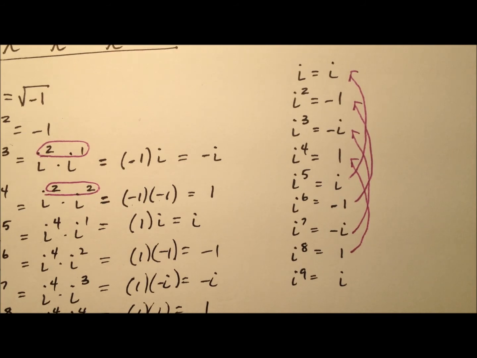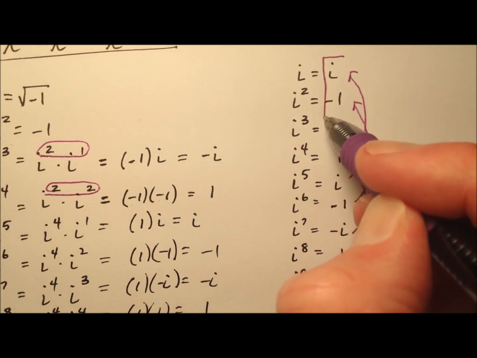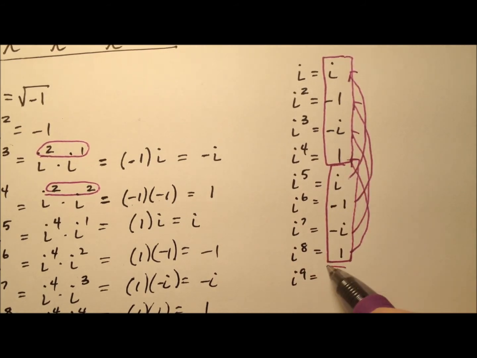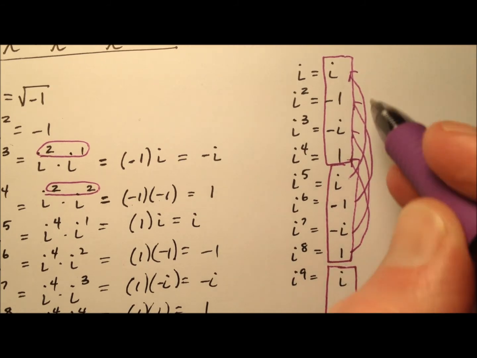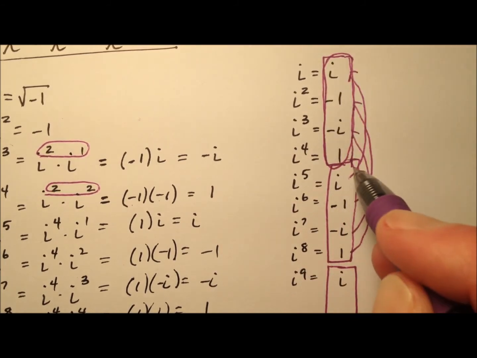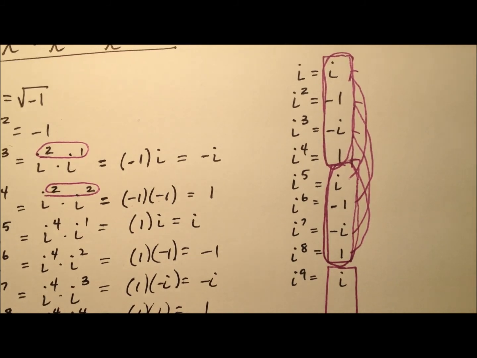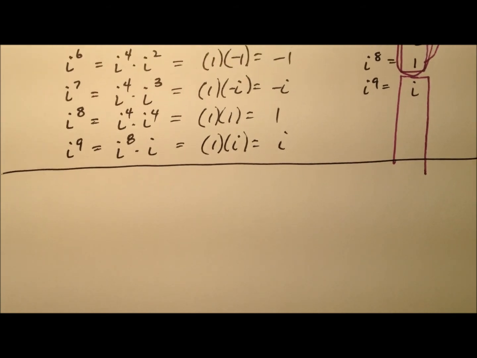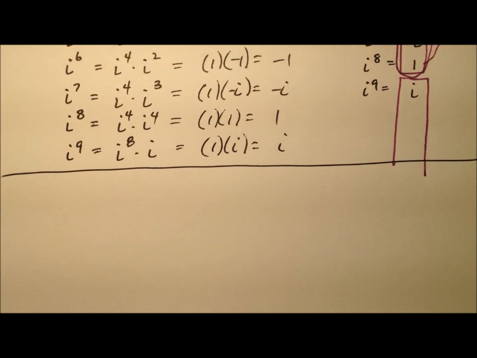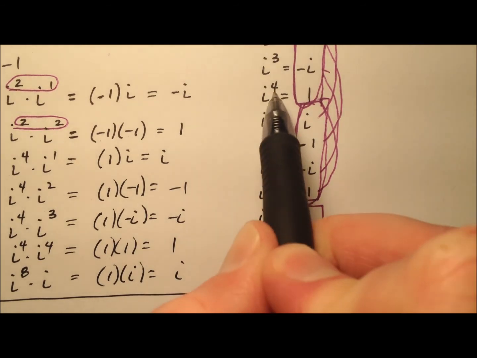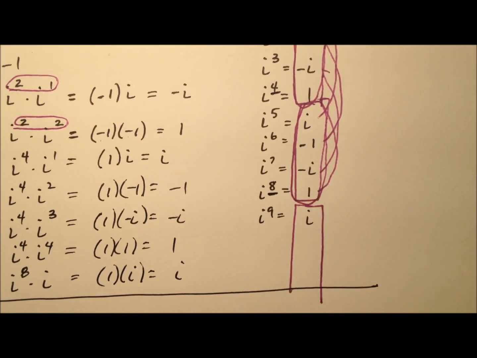Well, it looks like those first four just repeated again. So i, negative 1, negative i, 1. i, negative 1, negative i, 1. And then it starts with i again. So it looks like these just repeat in patterns of 4. And of course, as it turns out, that's exactly the case. So what happens, I'll draw the line here, let's come down here a little bit. What this means is we can simplify any power of i by decomposing it into some multiple of 4, so 4 and 8, and then multiplying it by the leftover.